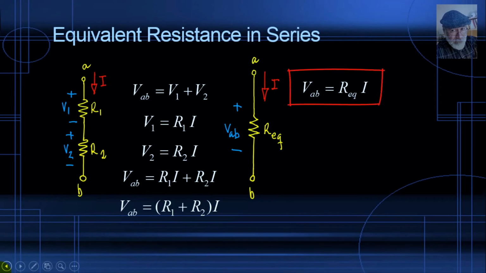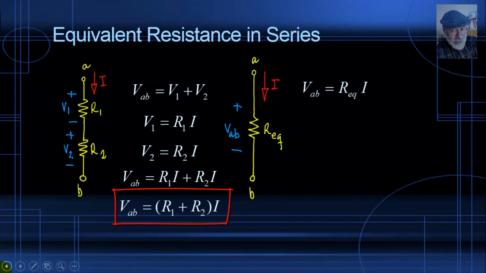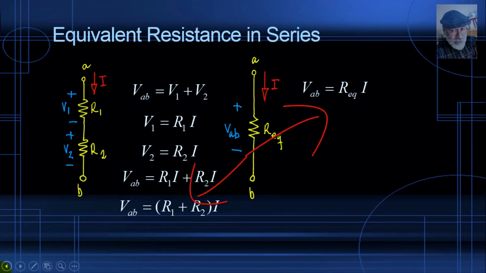If you observe this equation and compare that with this other one, you come to only one conclusion, that Req has to be equal to this parenthesis down here. The value of the equivalent resistor has to be R1 plus R2, which is what we wanted to demonstrate.